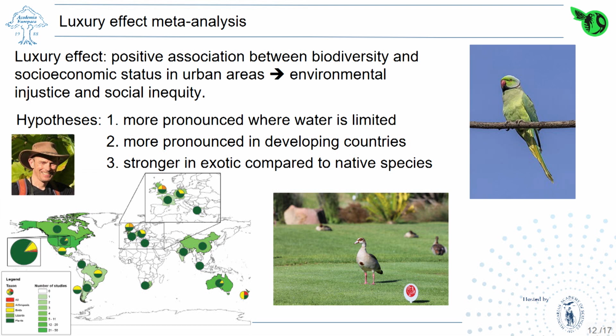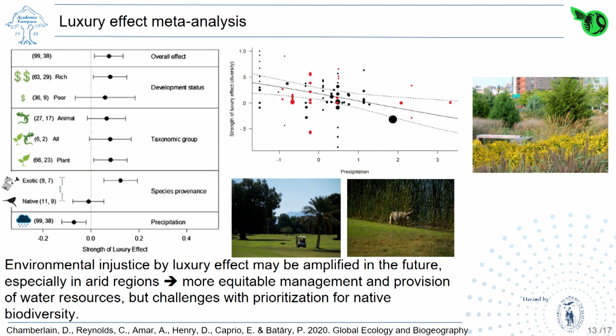So it can be more pronounced in areas where water is limited, so in drier countries or drier cities. It can be more pronounced in developing countries where there is a big difference between rich and poor, like South Africa, which is the most extreme. Or it is stronger for exotic compared to native species. And again, here you can see the forest plot on the left side, and on the upper side, this overall effect means that indeed, based on our meta-analysis, there is a so-called luxury effect.